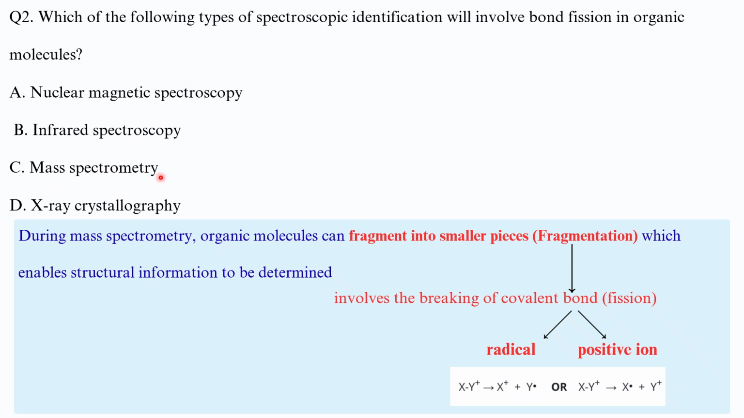In case of mass spectrometry, what do we do? We break or fragment the organic molecule into smaller pieces. The process is called what? Fragmentation. And fragmentation is nothing but breaking of a covalent bond, which is nothing but fission. And once we break that particular organic compound, it gets broken down into its radical and radical cation. This is what actually happens in mass spectrometry. This means option C is the correct option for this particular question, because this is the only technique which involves bond fission.